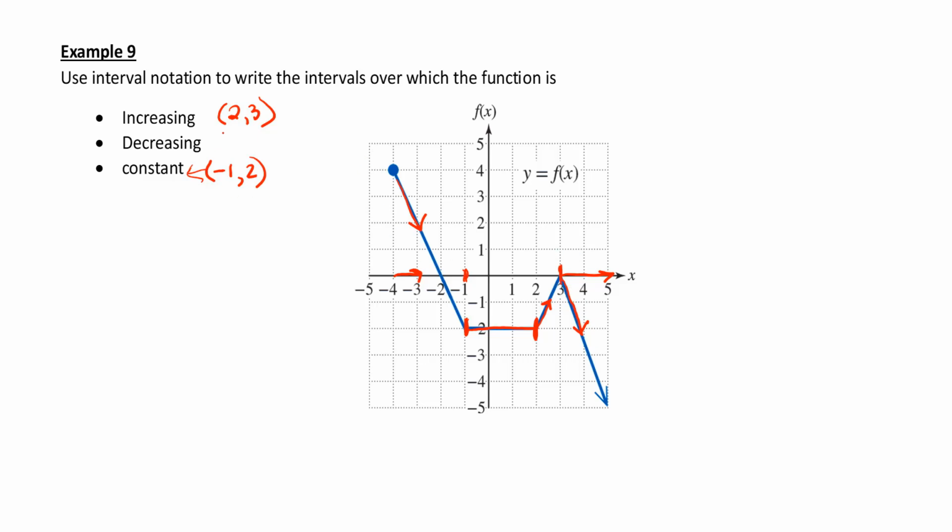So for the decreasing, we're going to say the interval from -4 to -1, sorry, union the interval from 3 to infinity on the x-axis. So those are 2 places where the function is decreasing. As x increases, y decreases. Same thing for 3 to infinity. As x is getting bigger and bigger, y is getting smaller and smaller. Negatively, it's going down.